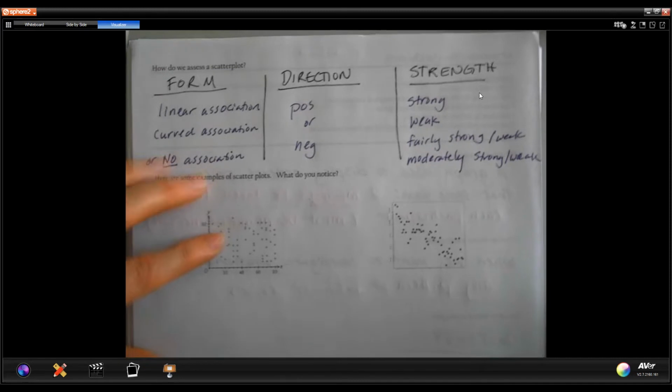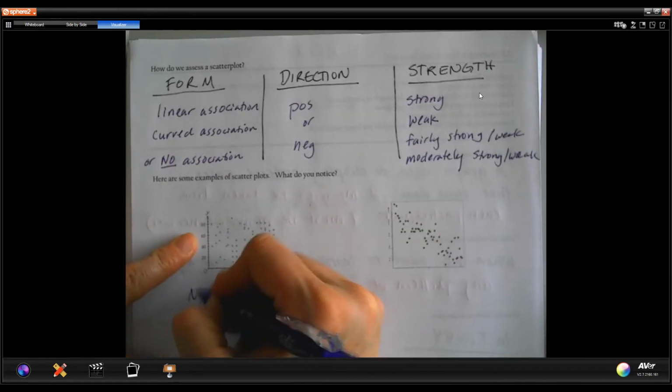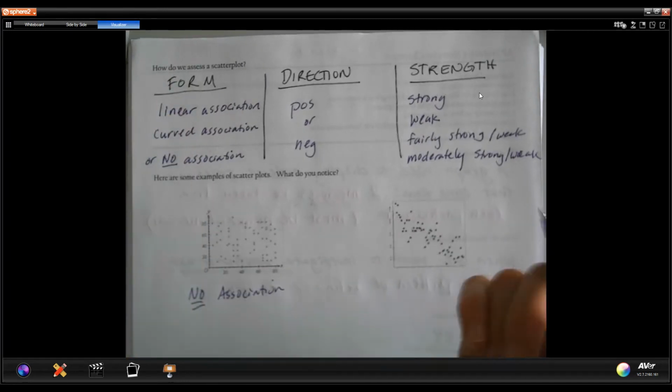All right, so here are some scatter plots. What do you notice? Well, this is a situation where there is no association. If there is no association, we do not say a direction and we do not say a strength because there is no association. They have to have that form before you can start talking about the direction or strength. Okay, so that's no association because they're just scattered everywhere.